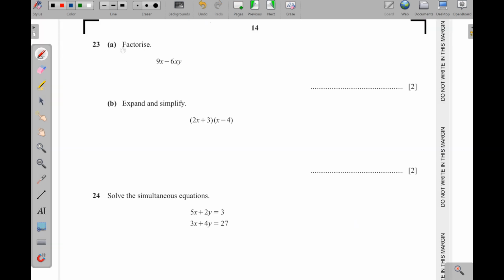Question 23 part A, factorize 9x minus 6xy. Now this one here is the same as 3 times 3 times x. Then minus 6 is the same as 2 times 3 times x, then times y. Now we pick out what is common. So there is a 3 in there, so I pull it out. There is also an x here. There is an x here.